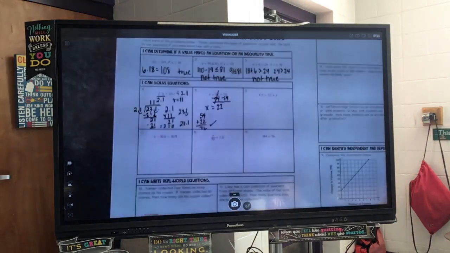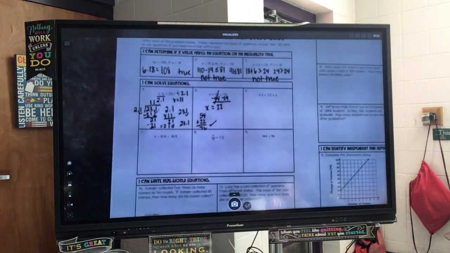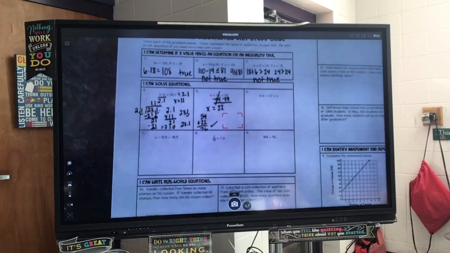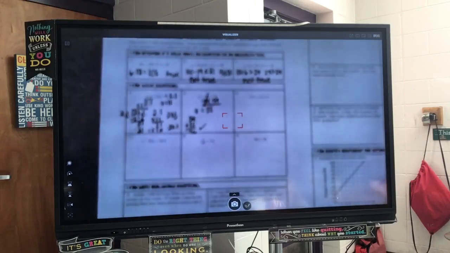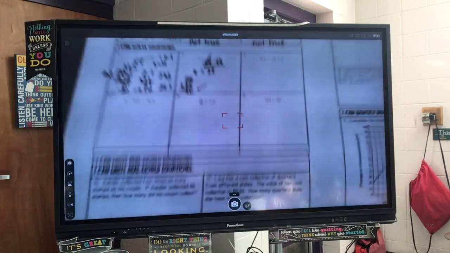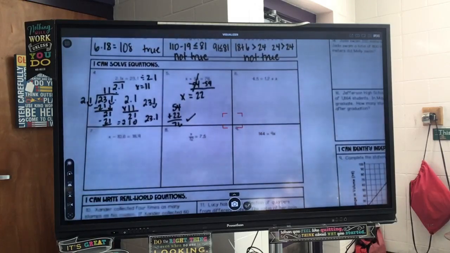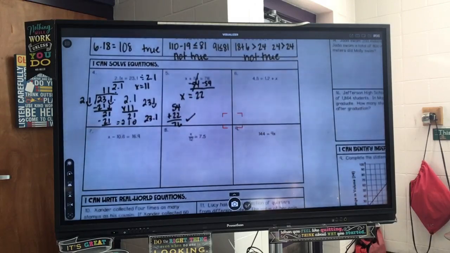Alright, so I know that I'm correct, x equals 22. Looking at the next one, number 6, it says 4 1/2 equals 1 2/10 plus x. This one is a teeny tiny bit different because we have to figure out, is the 1 2/10 positive or is it negative? How do we know? Aiden?